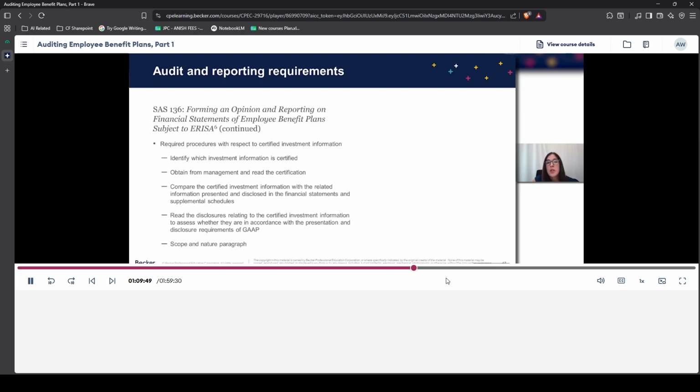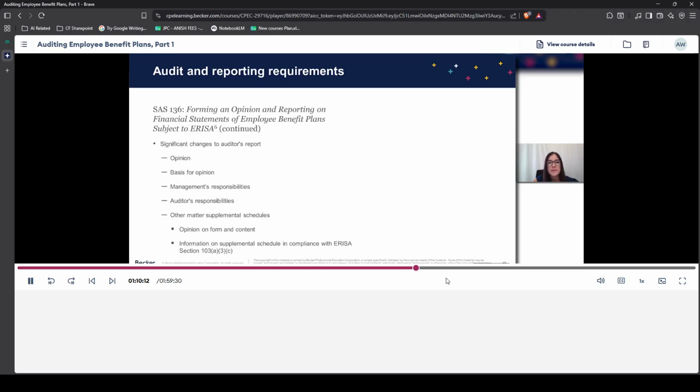With the certified investment information, for your 103(a)(3)(C) audits, you do need to identify who that certified institution is and what's covered by the certification. Make sure that the certification contains those words "complete and accurate," and that the certification is signed, and it should be on letterhead as well.